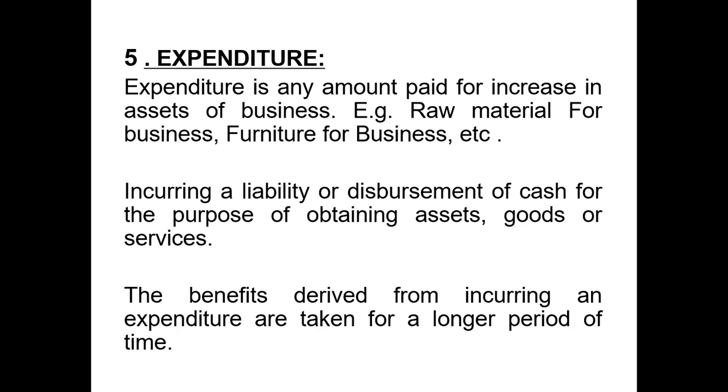Then we talk about expenditure. Expenditure is any amount paid for increase in assets of the business. For example, raw material for business, furniture for business, etc. So, incurring a liability or disbursement of cash for the purpose of obtaining assets, goods or services is an expenditure. The benefits derived from incurring an expenditure can be for a longer period of time. So, the amount incurred in the firm for a longer period or for a shorter period, both are expenditure. Now we can see the categories of expenditure.